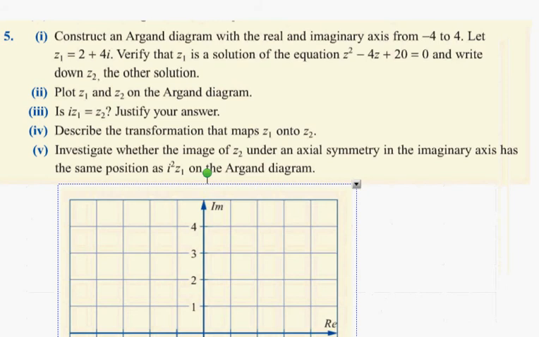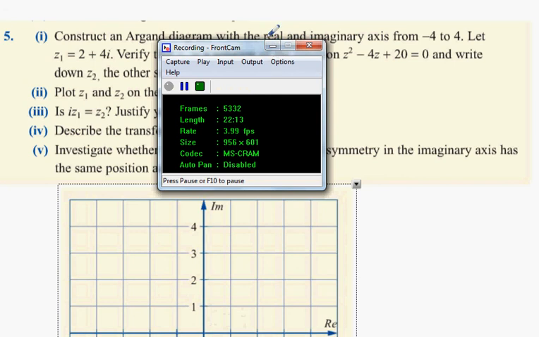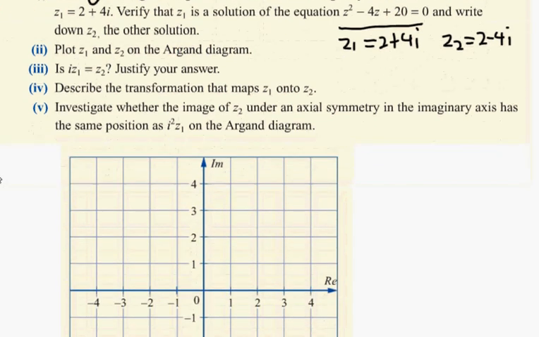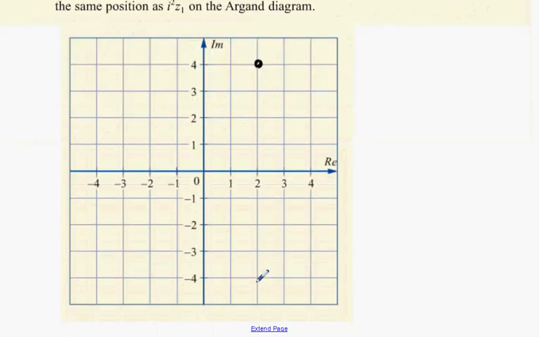Okay, guys. What we're going to do here is remember what we said about quadratic equations. If this is one answer, the other answer has to be the conjugate. Okay, plot them both on the Argand diagram. One of them is 2 plus 4i, the other one is 2 minus 4i. Z1 and Z2.